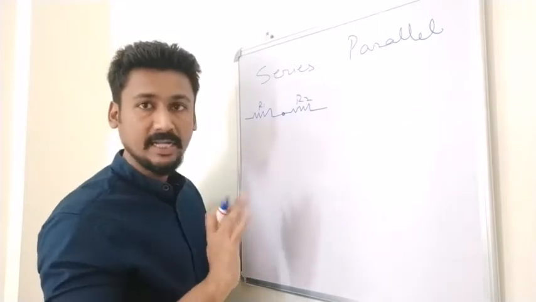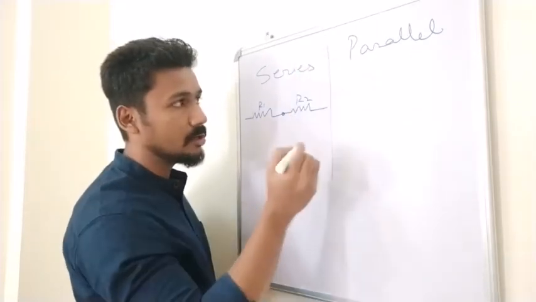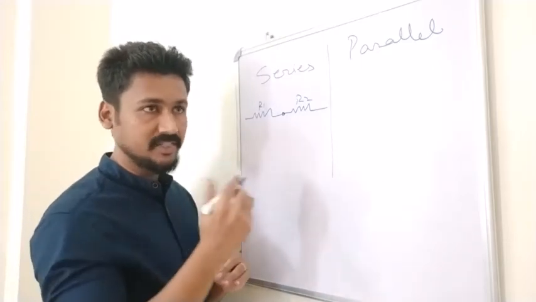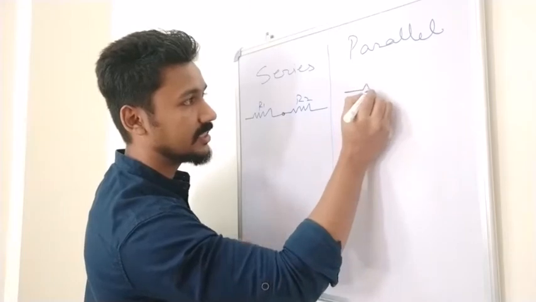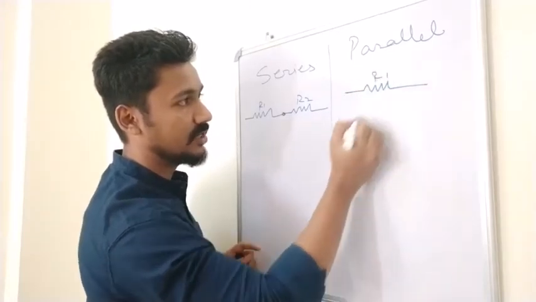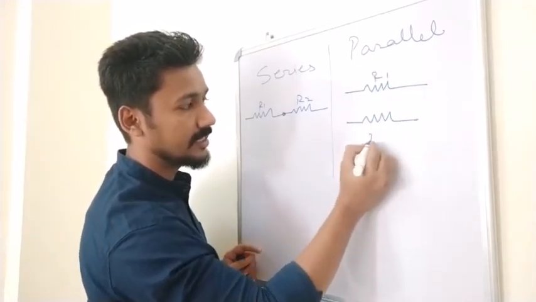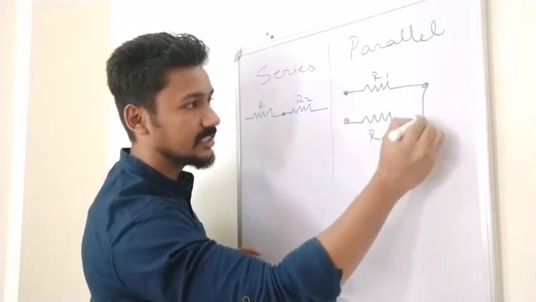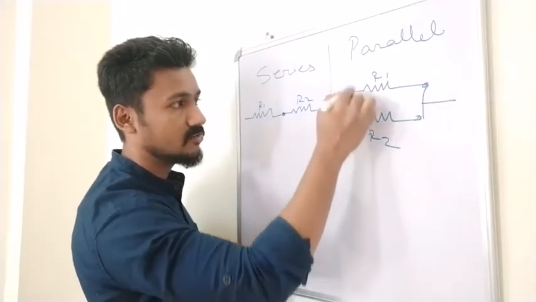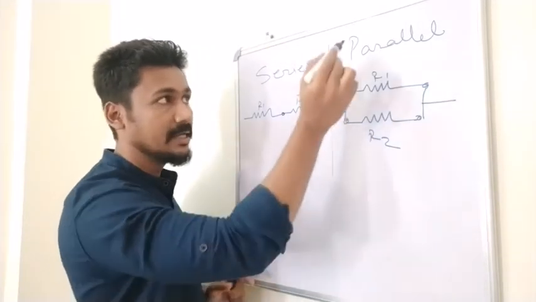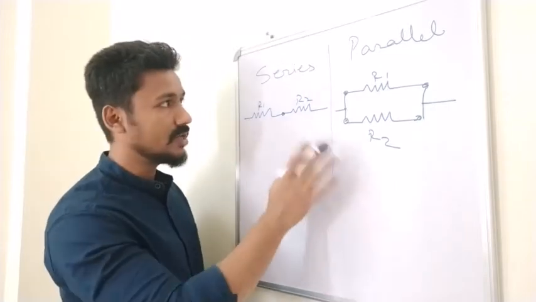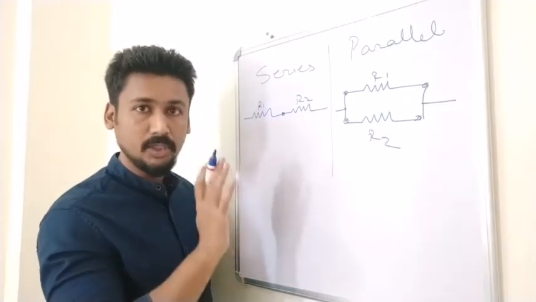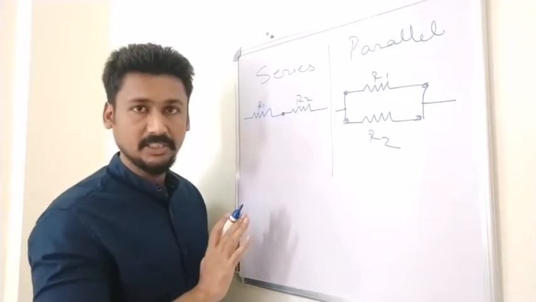The other one is called a parallel combination. In a parallel combination, the resistors are stacked one above the other. If this is one resistor R1, this will be the other one, let us say R2. Their ends are connected to each other in this manner. Such a combination is called a parallel combination. Of course, we are going to see each of these one by one. First we will find the total resistance for a series combination.